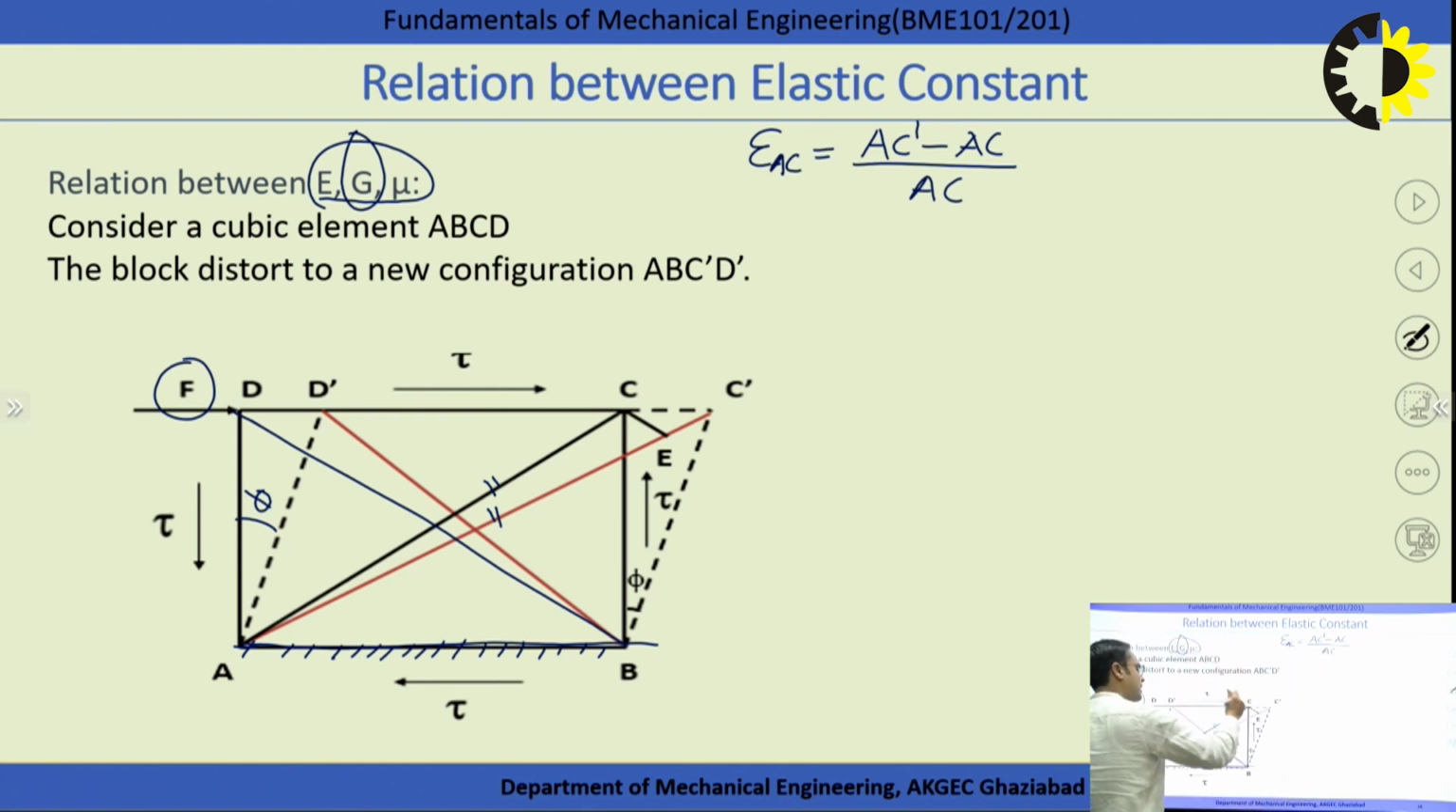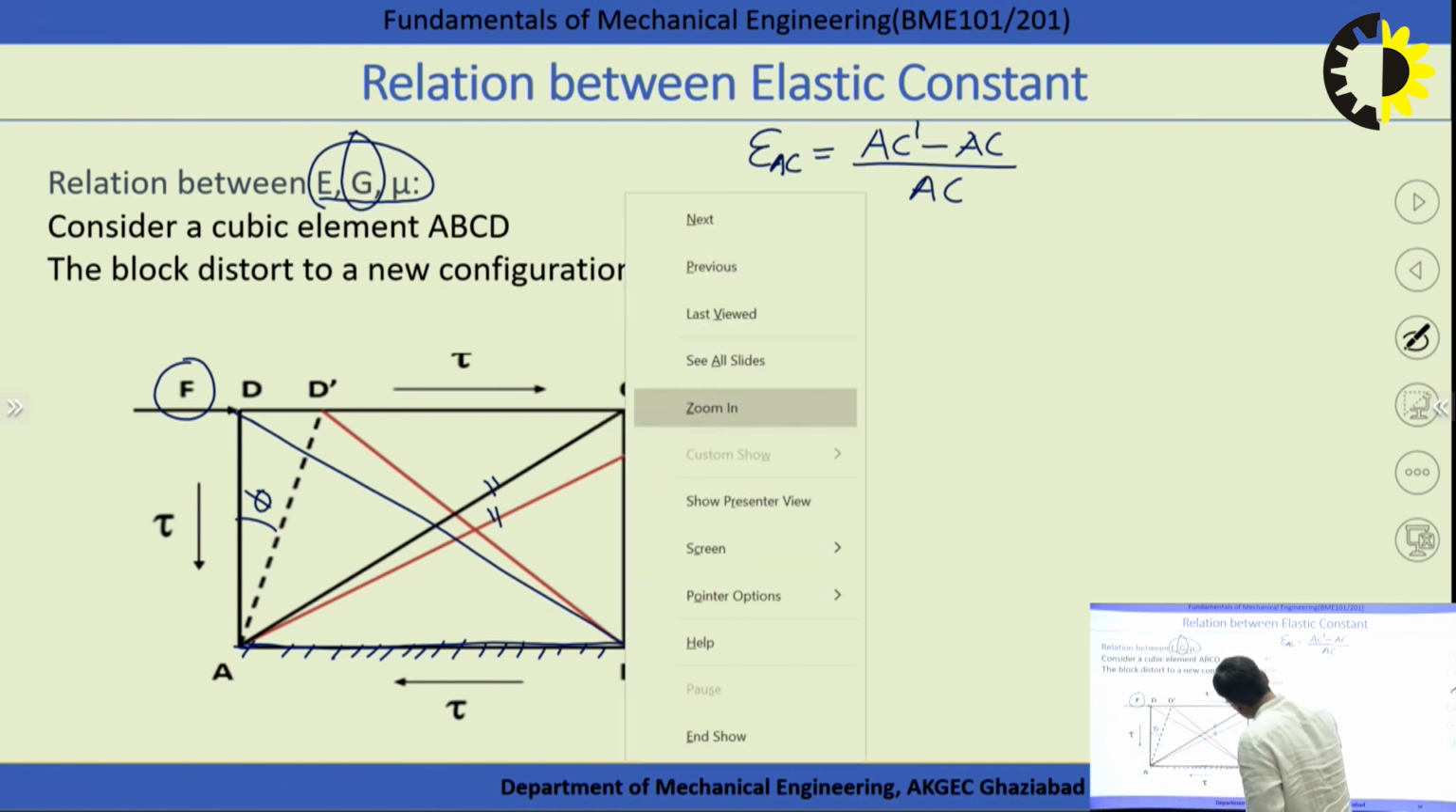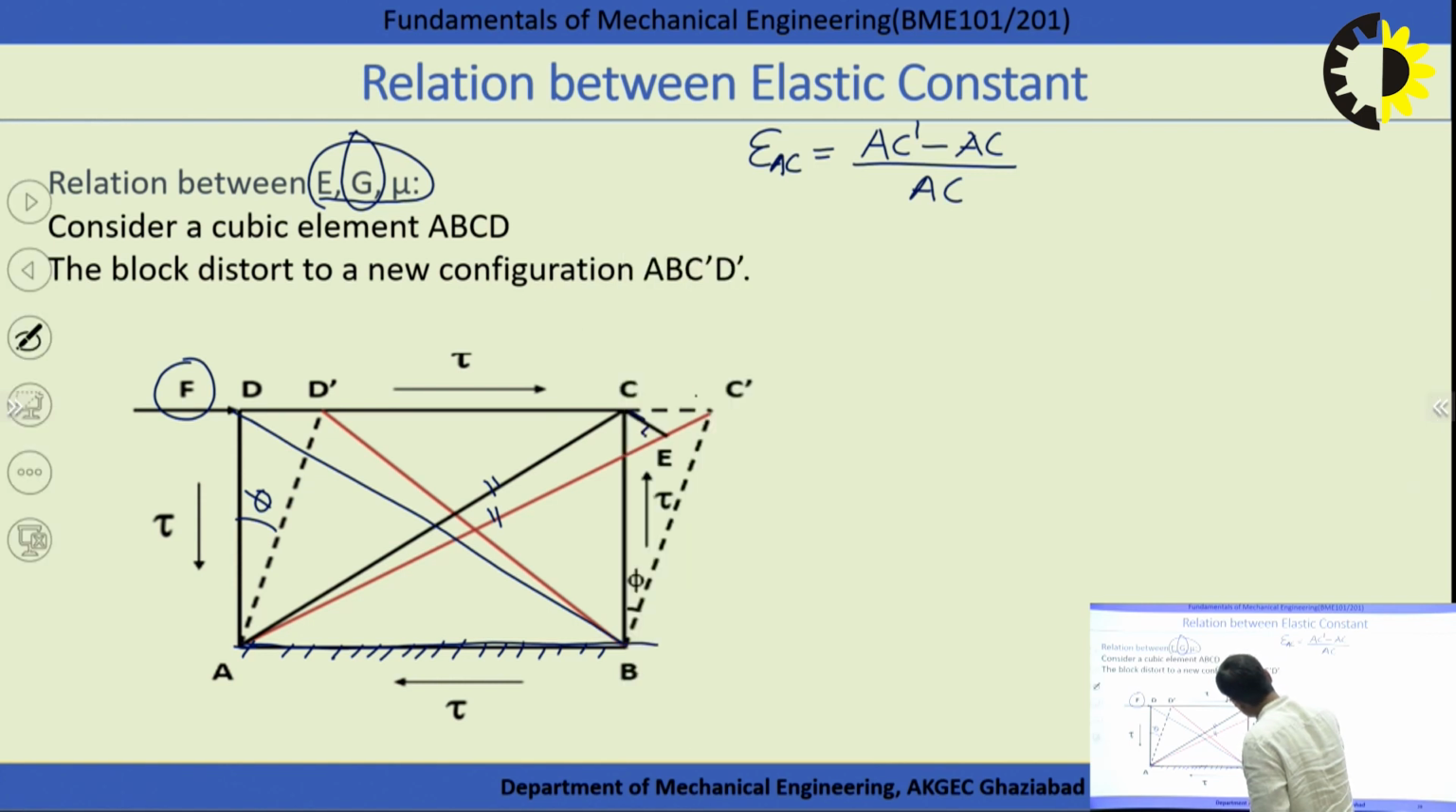Initially the length is AC. After the application of the shear load, the length becomes AC dash. We have to do a little bit of geometry also. We draw the perpendicular from the point C over the line AC dash, and we call this point E, right? We are also considering that after the application of the force, whatever deformation has taken place is very small, and we can consider these as arcs.